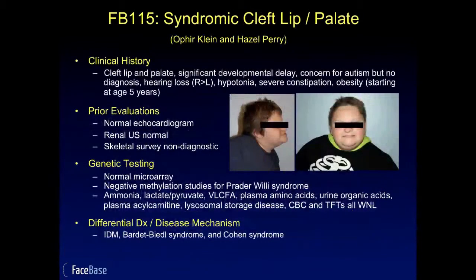All right, here's another case. This one came from Ophir and Hazel at UCSF. Cleft lip and palate, developmental delay. It was thought the child had autism, but that was never really documented. There was hearing loss, constipation, and obesity. Other evaluations were normal, and genetic testing was normal, as is so often the case in these types of cases. And this is the differential down at the bottom.